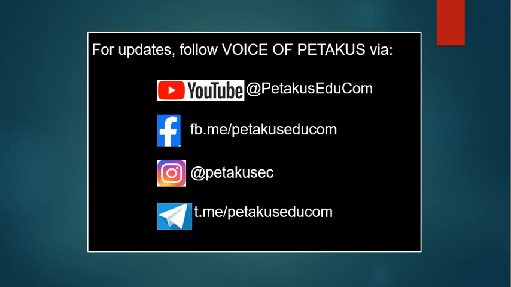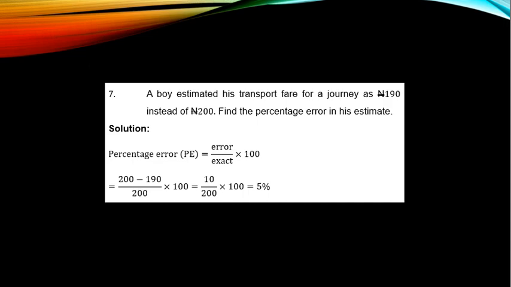Okay, let's go into examples. Example number 7. A boy estimated his transport fare for a journey as 190 naira instead of 200 naira. So from here, the exact amount is 200 naira. So he estimated maybe 190 can take him to that place. So there's already variation. Find the percentage error in his estimate.